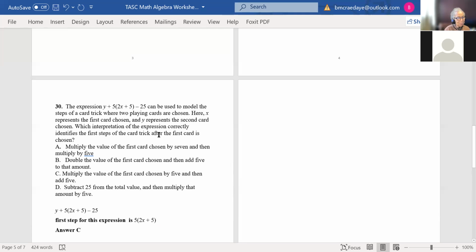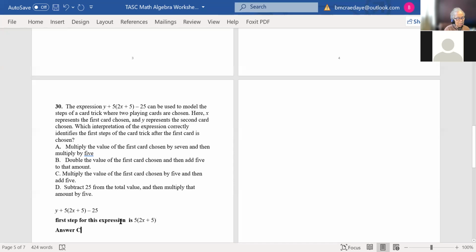Because it asks you after you've chosen the first card, which is X, you're going to do 2 times it. That's double. Double is 2 times it. And then add 5 to that amount. So you double the X and then you add the 5. So that would be your first step of the card trick after the first card is chosen. The first card chosen is X. So after you get that card, you're going to double its value and then add 5. Okay.